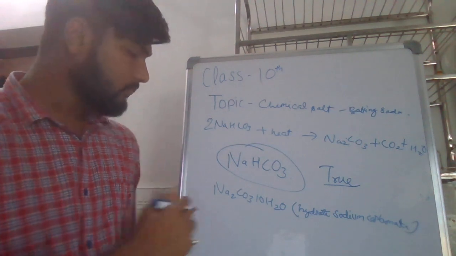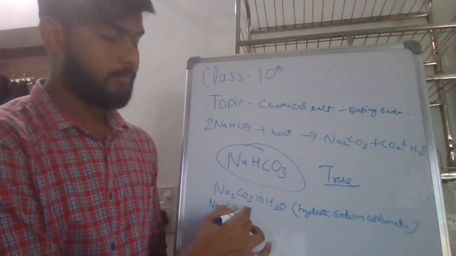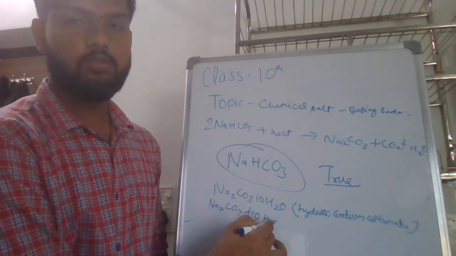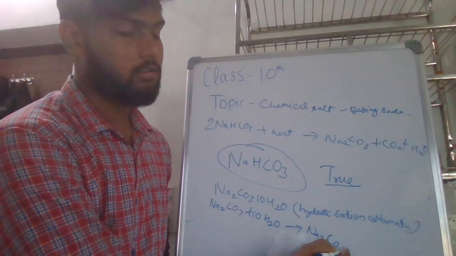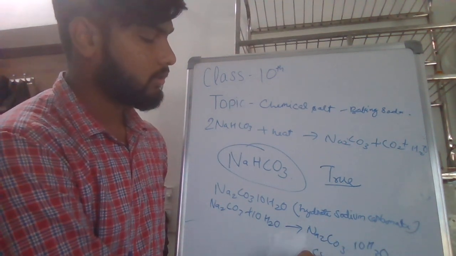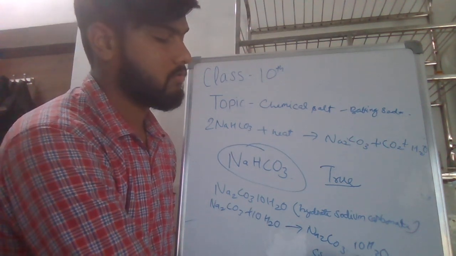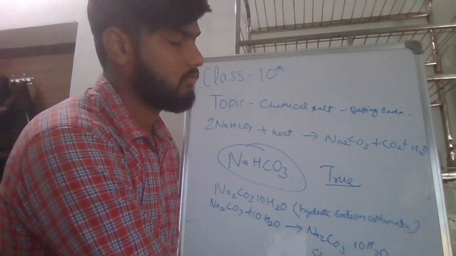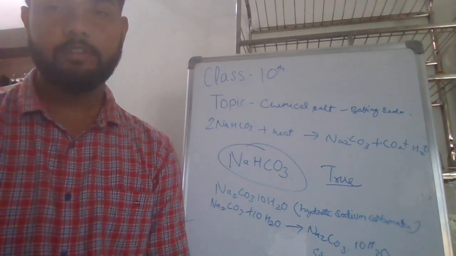So like Na2CO3 plus 10H2O react to give Na2CO3·10H2O. Okay, so this will be the sodium carbonate. I hope everyone is clear.